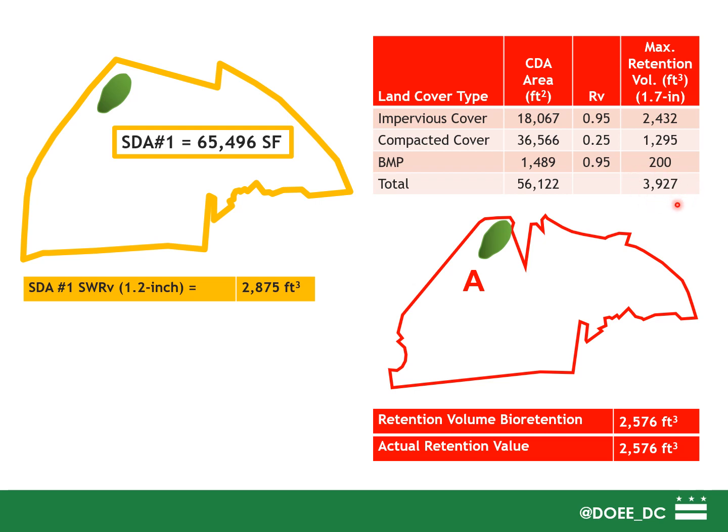So this is the runoff that's reaching the bioretention, and that can possibly be retained depending on how we size the bioretention. But here we can see the retention volume of the bioretention. This is based on the actual volume of the bioretention. It's a bit small for its CDA. So it's only retaining 2,576 because the bioretention is a little bit smaller compared to the volume of water that is flowing to it from the CDA.